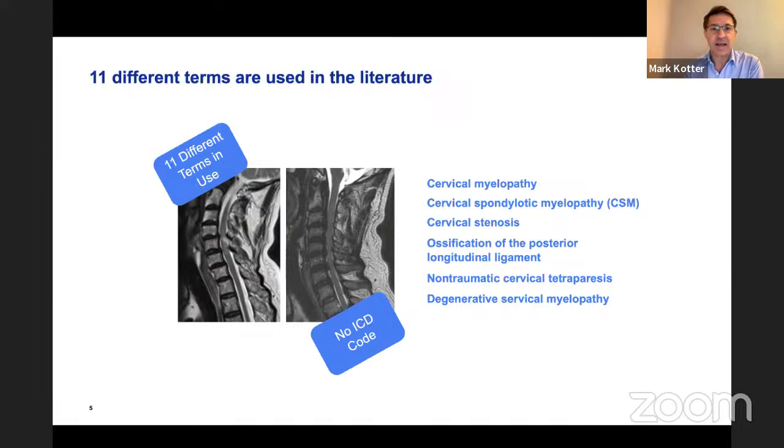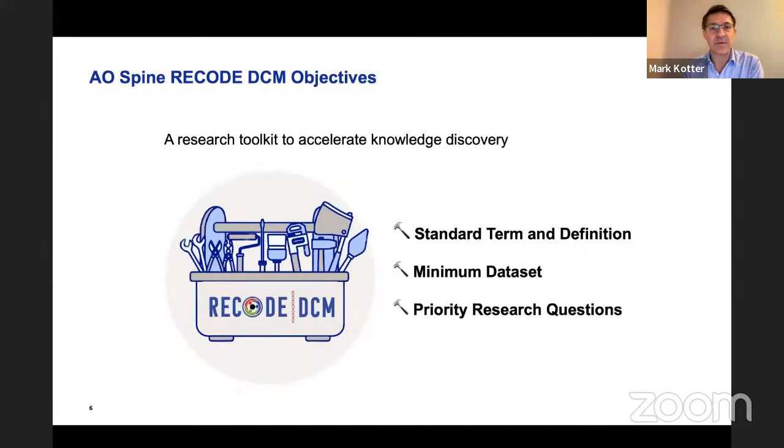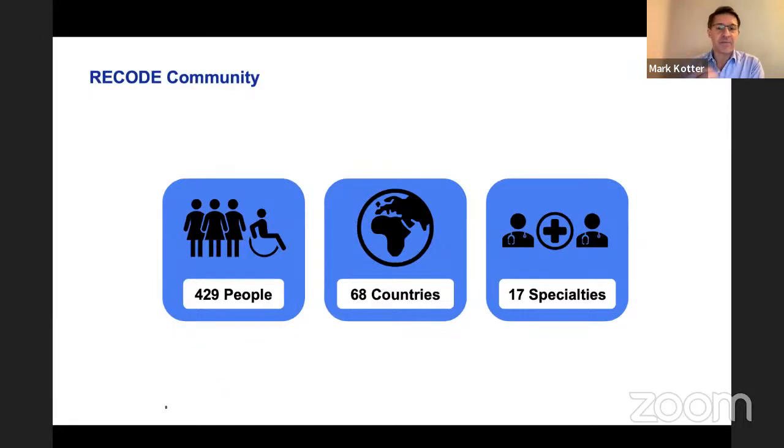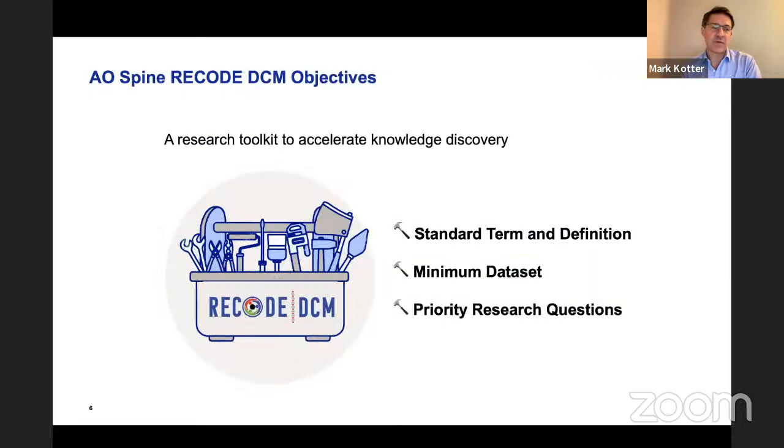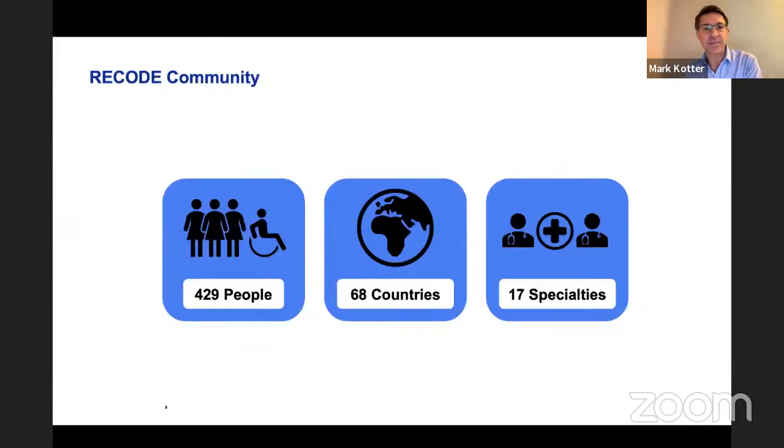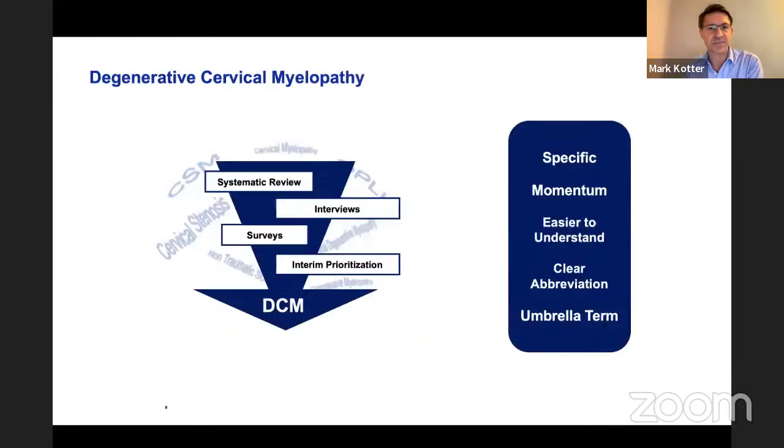So one of the things that Recoding DCM, which was a large multi-stakeholder initiative, tried to tackle is to come up with a name for the condition that we can use more broadly. Apart from the name, we also created a minimum data set, and we also involved patients to come up with research priorities. This was a large initiative, as I said, about 430 people, 68 countries, 17 specialties.